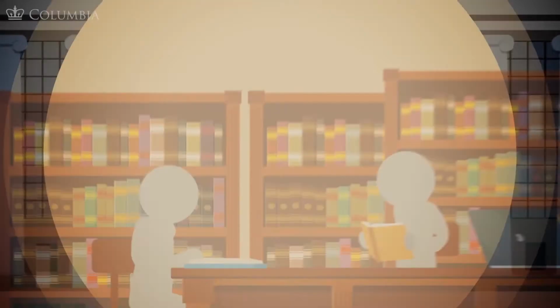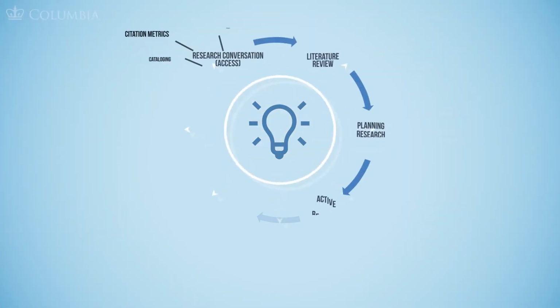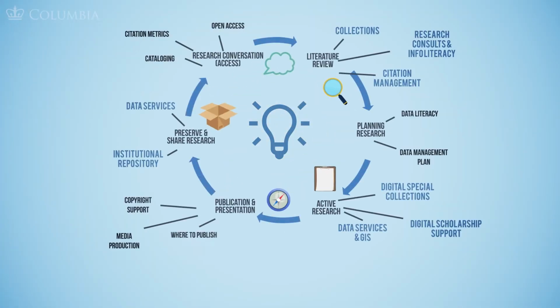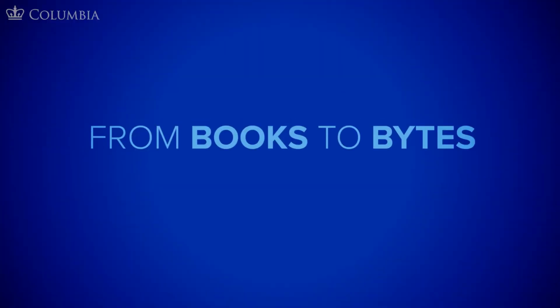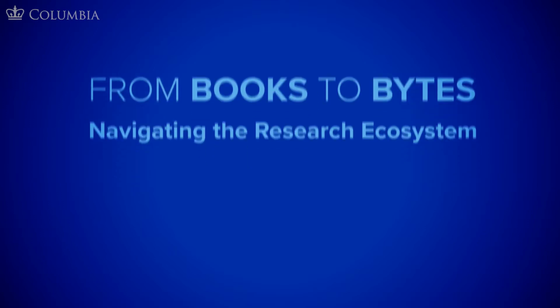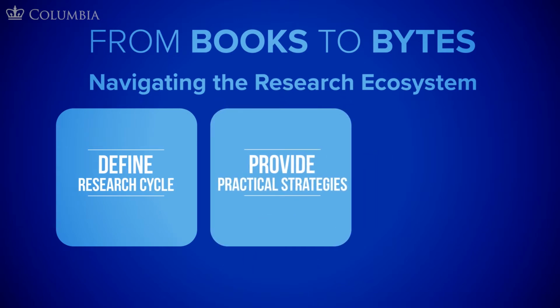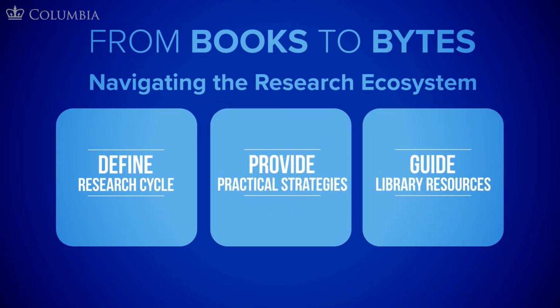Have a looming deadline for a major research project? Whether you're an undergrad writing your first paper or an established author with multiple publications, navigating the research ecosystem can be daunting. That's why the libraries at Columbia University have created From Books to Bytes, Navigating the Research Ecosystem, a set of online resources that define the research cycle, provide you with practical strategies, and guide you through the vast resources available to you at Columbia.